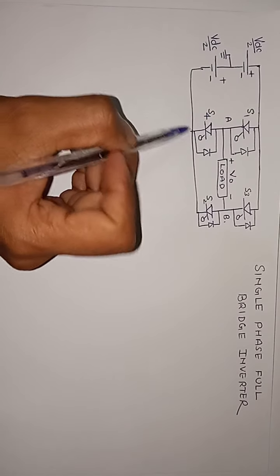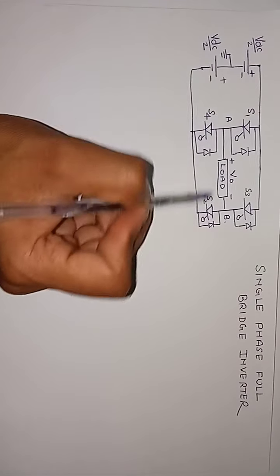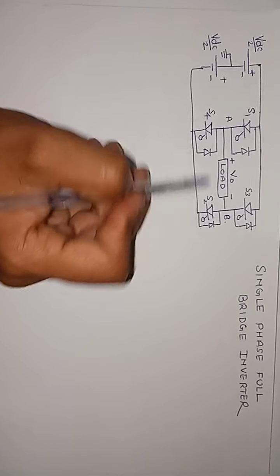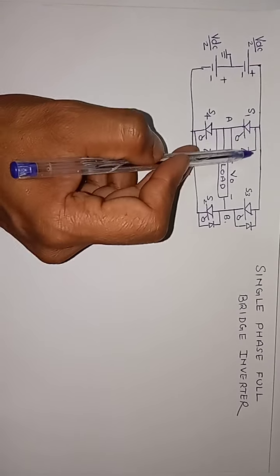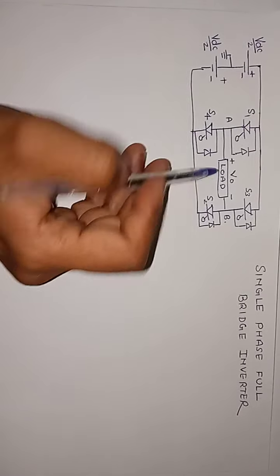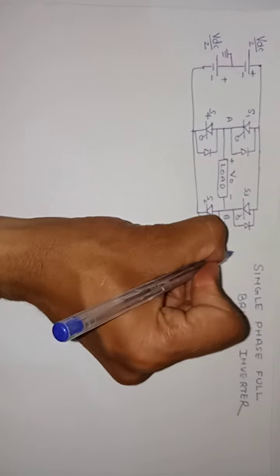Hello friends, today we'll discuss the single phase full bridge inverter. This is the circuit diagram. There are four switches. I'm using thyristor switches with a diode in parallel. Here I'm using a resistive load.